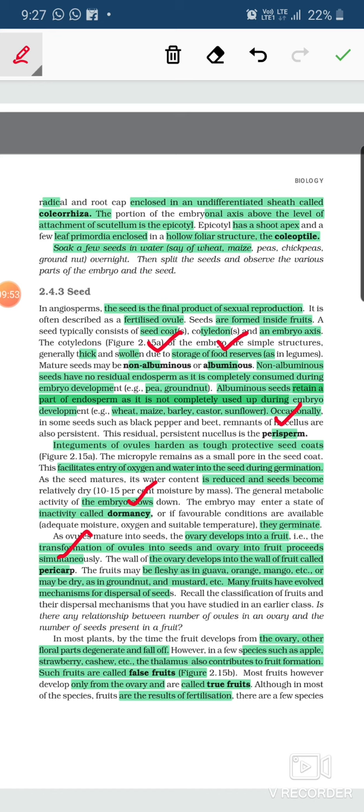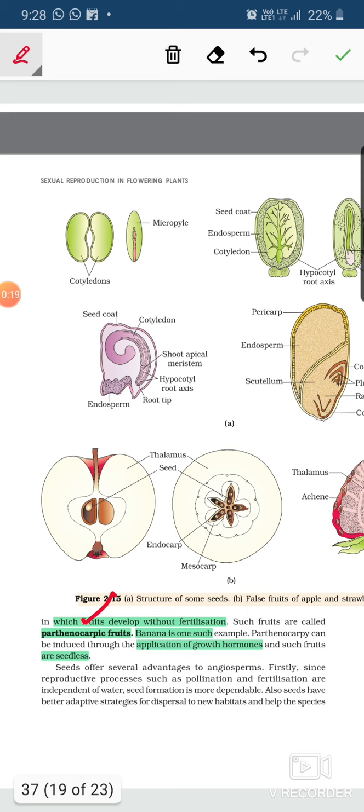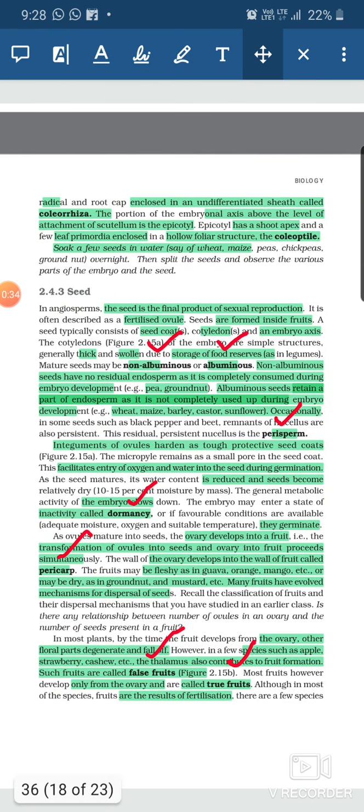Next, we know about two types of fruits, false fruit and true fruit. False fruits are those fruits in which the thalamus also contributes to the fruit, it is also a part of the fruit, like in apple, in strawberry. And true fruits are those fruits which are made properly from the ovary. The thalamus is not contributing here, right? Last, we came to the topic of parthenocarpic fruits, which are formed without fertilization, and banana is one of the examples. They are mostly seedless and the process is induced by the application of certain growth hormones. So I hope you all have understood all the important terms in the topic seed.